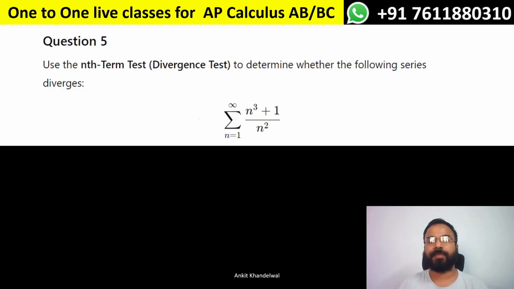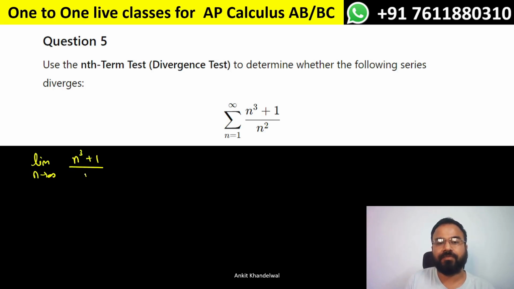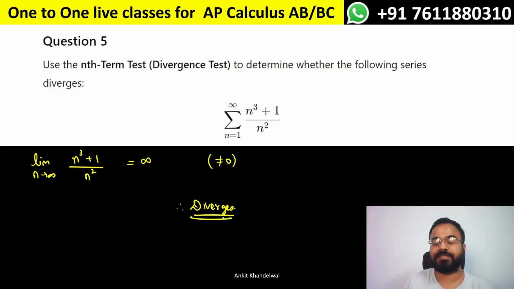Let's take one more example. n cube plus 1 upon n square. So we'll apply limit n tends to infinity of n cube plus 1 upon n square. In this case it is polynomial upon polynomial, and the degree of the numerator is more than the degree of the denominator. We have discussed 3 cases. When the degree is the same, the ratio of leading coefficients is the answer. When the degree of the numerator is less than the degree of the denominator, as in the previous question, the answer is 0. But if the degree of the numerator is more than the degree of the denominator, the answer is infinity. So we are getting infinity, which is not equal to 0. So again we say this diverges.